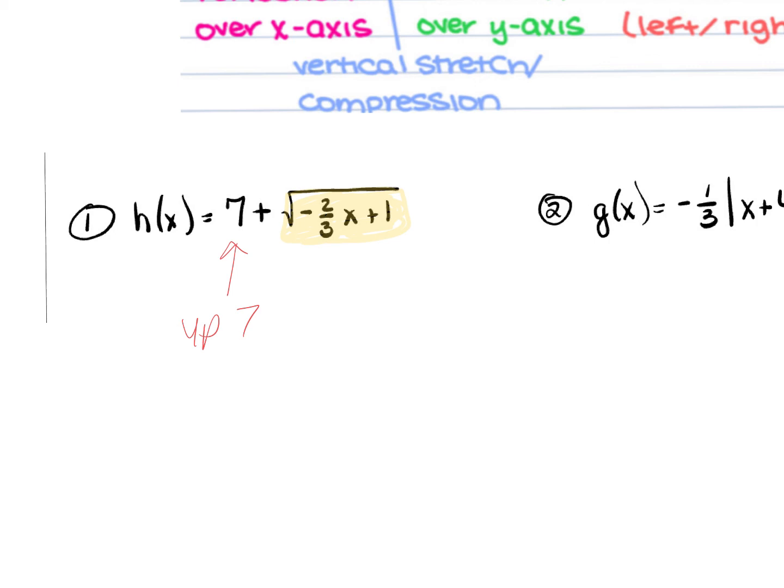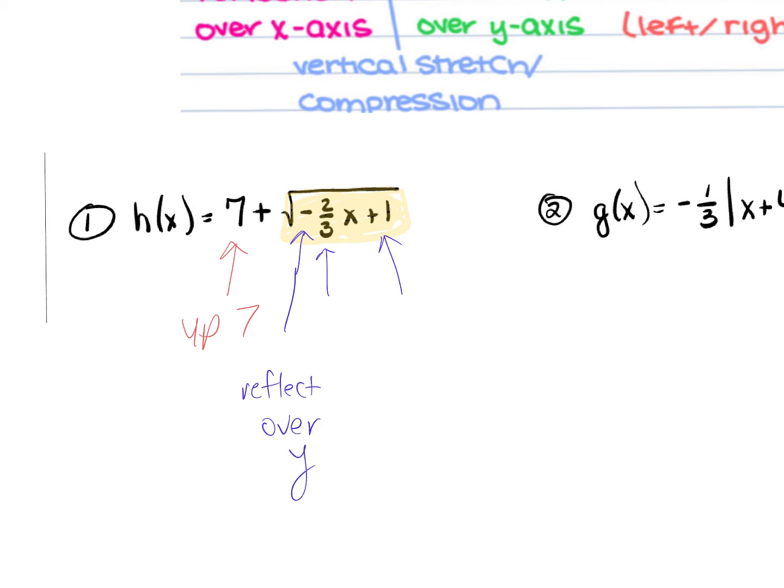Now everything else is on the inside. Everything else is going to deal with the x. So I have a negative sign there. I have a 2/3, and I have a +1. What does that negative sign mean? It's going to reflect where? Yep, reflect over y.